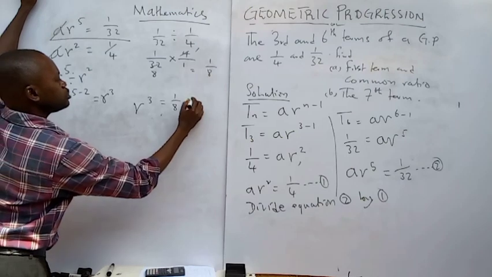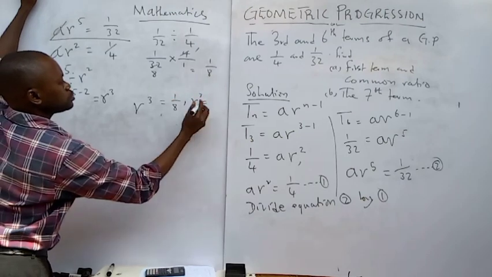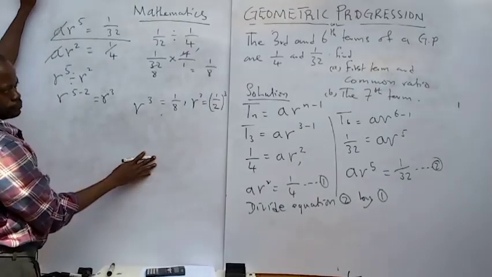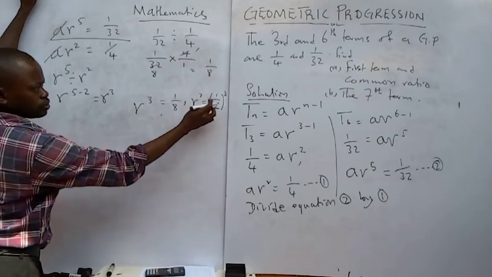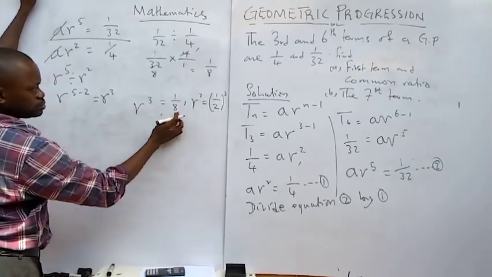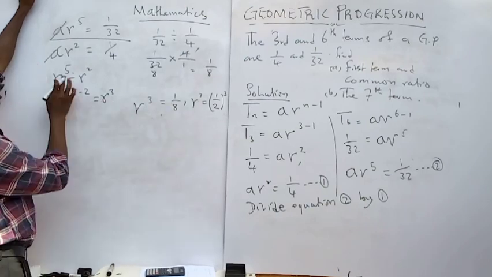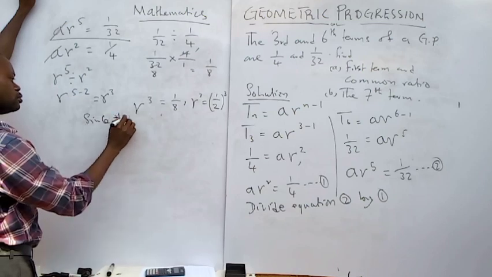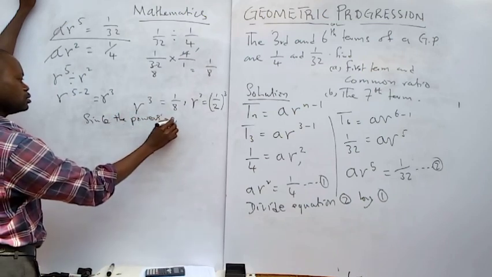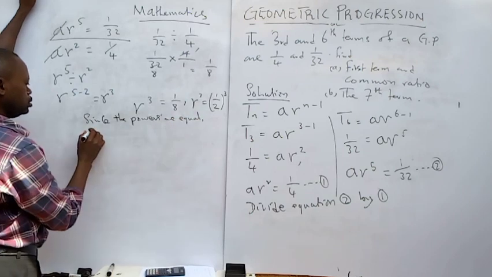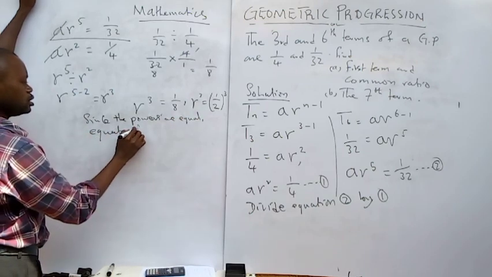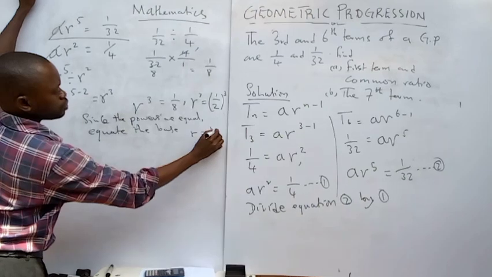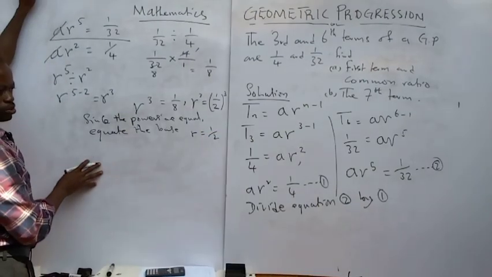This will be r raised to power 3 equals 1 over 2 raised to power 3. Did you see that? So 1 over 2 raised to power 3 is 1 over 8. So this is r raised to power 3 coming from here. Since the powers are equal, equate the base. It then means that r is equal to 1 over 2. That's the common ratio. The common ratio is 1 over 2.